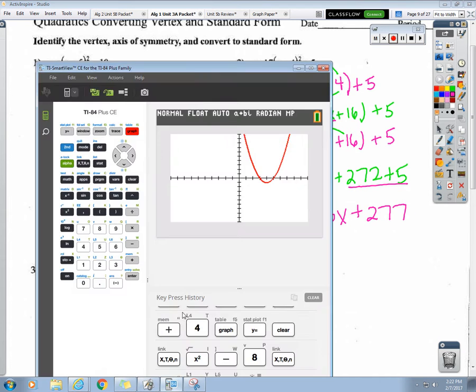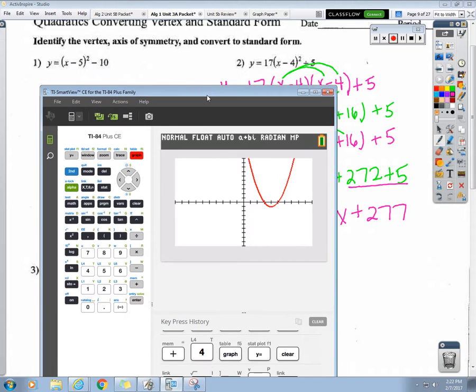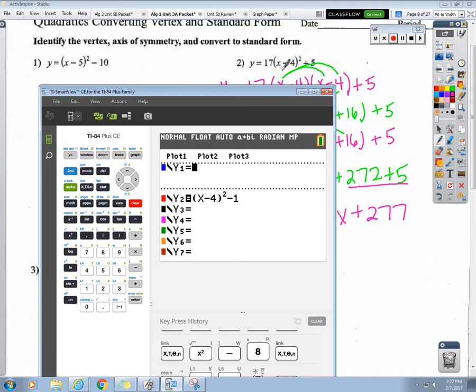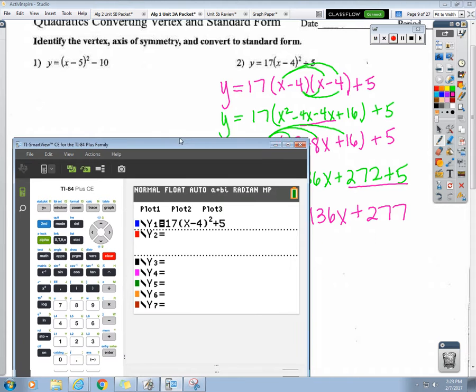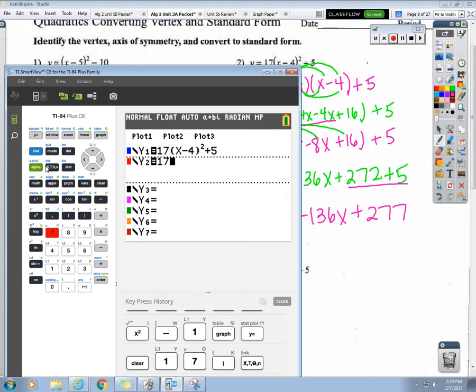17x squared minus 136x, and then those will combine to positive 277. Now, like I showed you yesterday, these can be checked. You can type in the original equation that they gave you in vertex form, 17 parentheses x minus 4 parentheses squared plus 5, and then you can type in your version of it in standard form. 17x squared minus 136x plus 277.